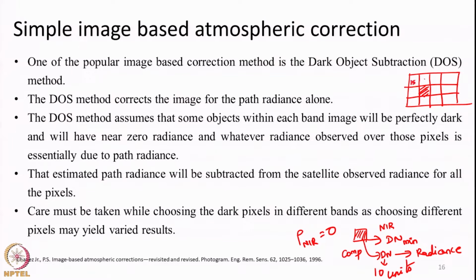Say the other pixels have radiance of 15, 18, 22 and so on. From each radiance recorded in the pixels, we will subtract this 10: 15 minus 10, 18 minus 10, 22 minus 10, assuming that 10 units of radiance is purely due to the atmospheric path radiance. We will subtract it.